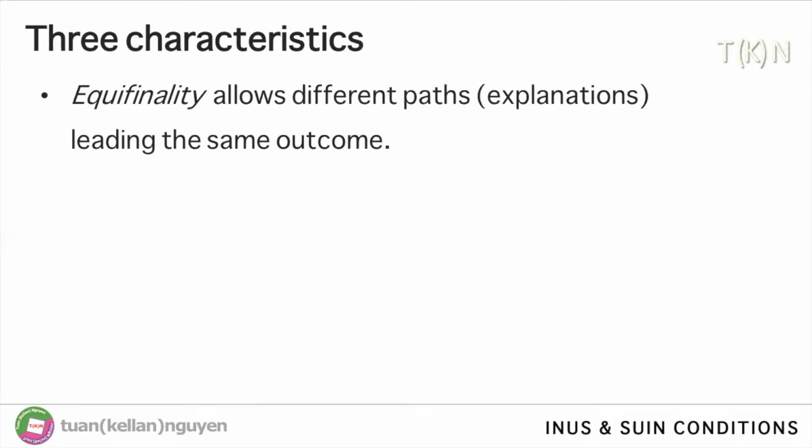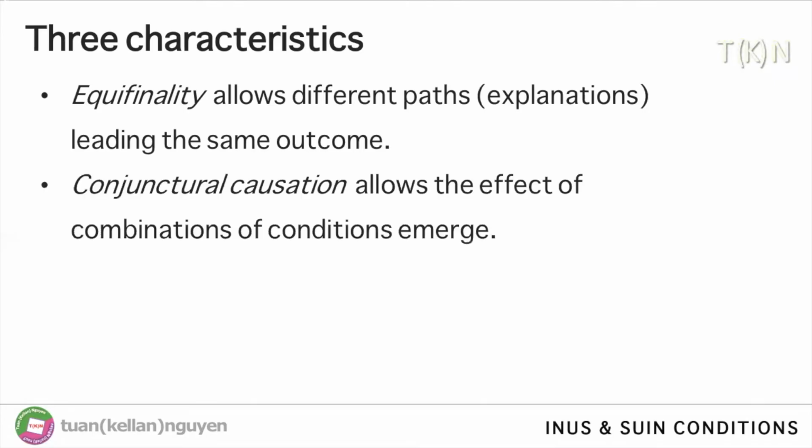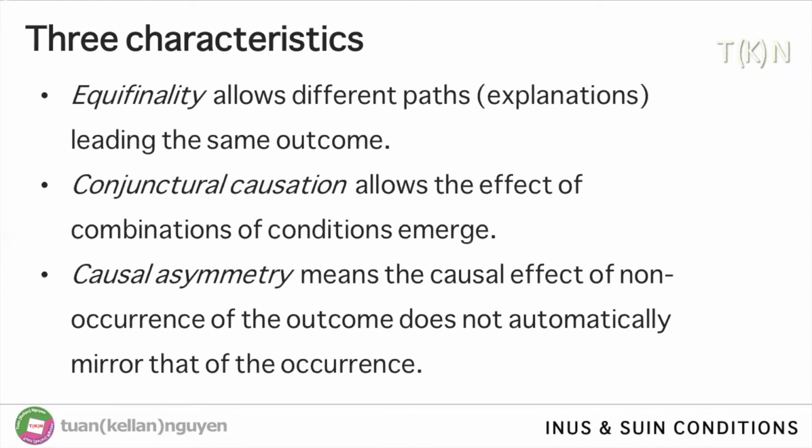First, we briefly review what the three causal complexity features are. Equifinality shows different paths or explanations that can lead to the same outcome. Conjectural causation allows the effect of combinations of conditions to emerge rather than the effect of a single condition. And causal asymmetry means the causal effect of non-occurrence of the outcome does not automatically mirror that of the occurrence.